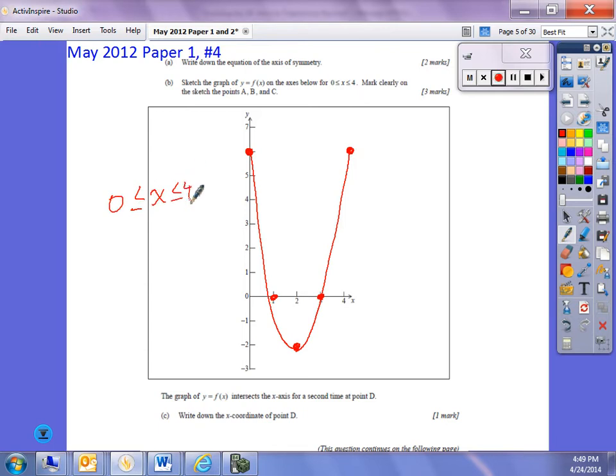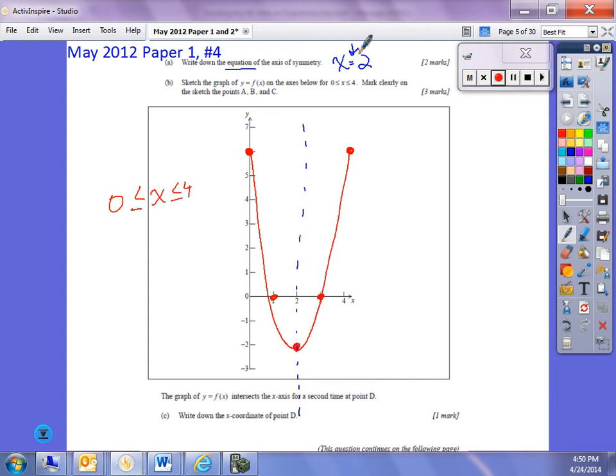Now, in part A, we were asked to write down the equation of the axis of symmetry. I know that the axis of symmetry is a vertical line that goes right through the vertex, and the axis of symmetry has the same x value as the vertex, so that means that x = 2 will be the equation of the axis of symmetry. When they ask you for an equation, you better make sure you have an equal sign.